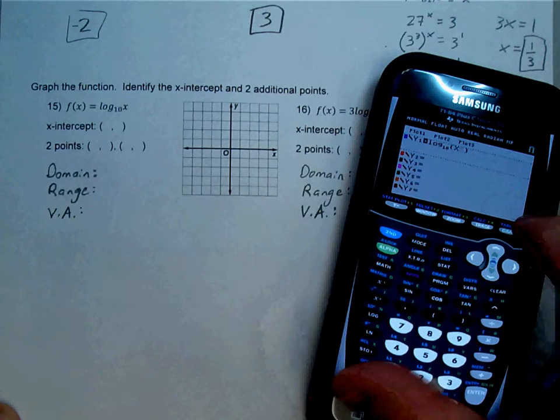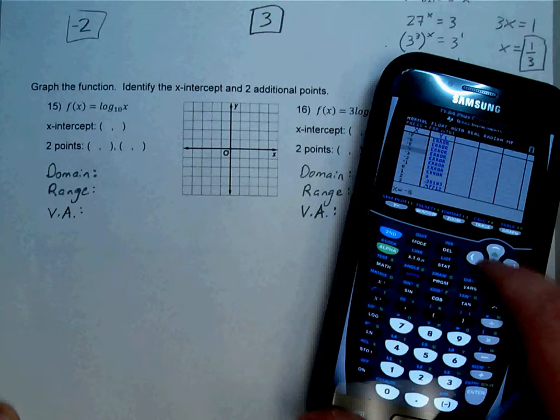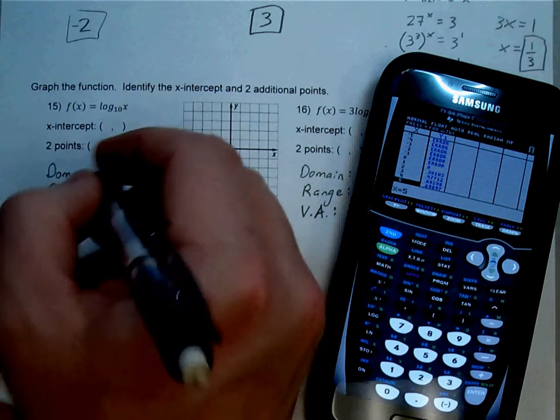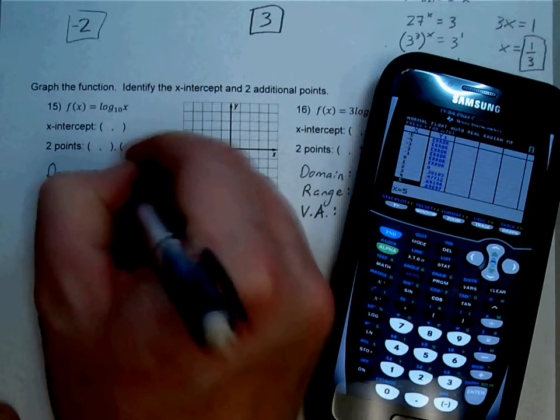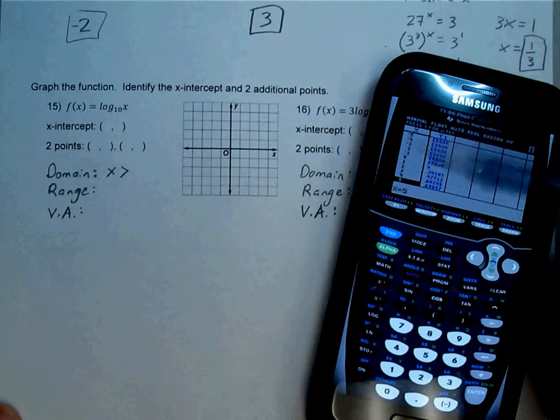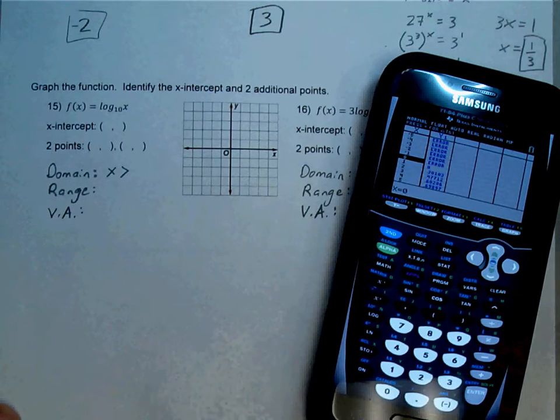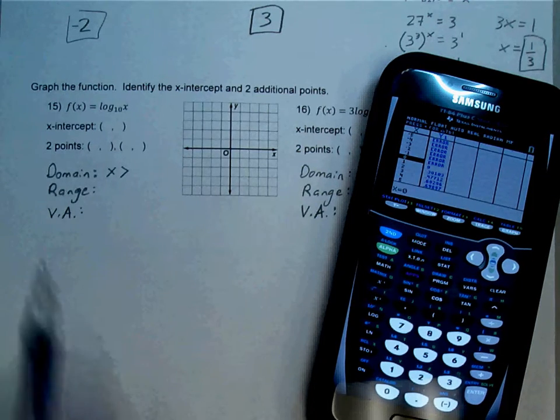We can go to table, second table. See lots of errors. Let me scroll down. That does tell me something about my domain, because x can't be just anything. X has to be greater than, and we know it's got to be at least greater than 0, because 0 didn't work. And that happens to be what the domain is.